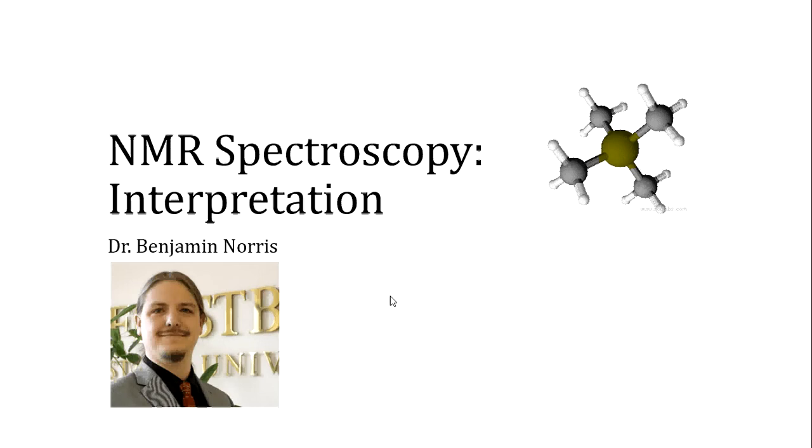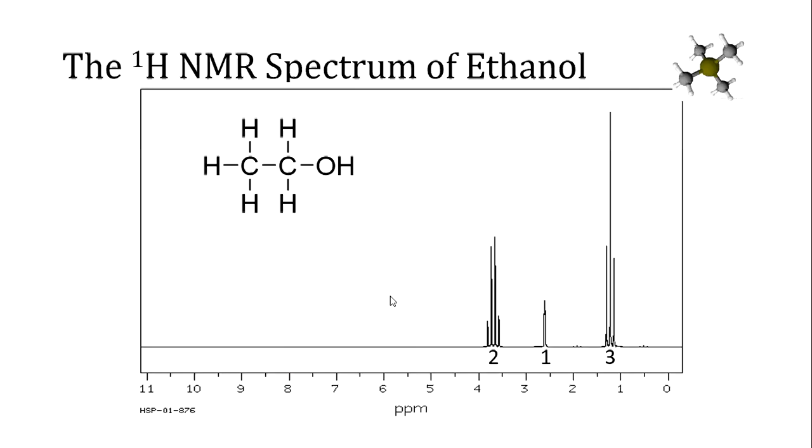Today we're going to talk about NMR spectroscopy, focusing on interpretation of hydrogen NMR spectroscopy. This is a sample NMR spectrum of the molecule ethanol. As I mentioned at the end of the video on how NMR spectroscopy works, an NMR spectrum contains multiple pieces of information that can be used to help us understand the structure of a molecule.